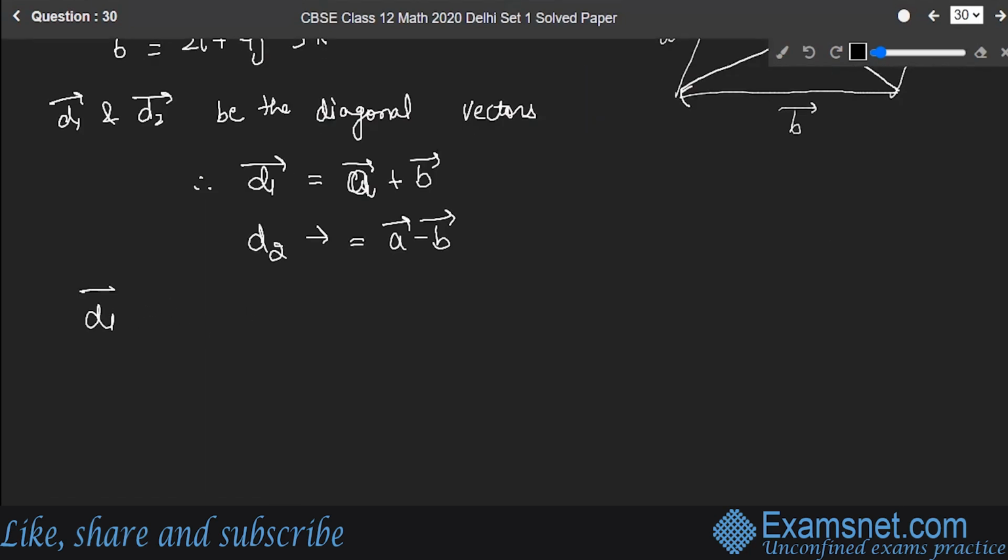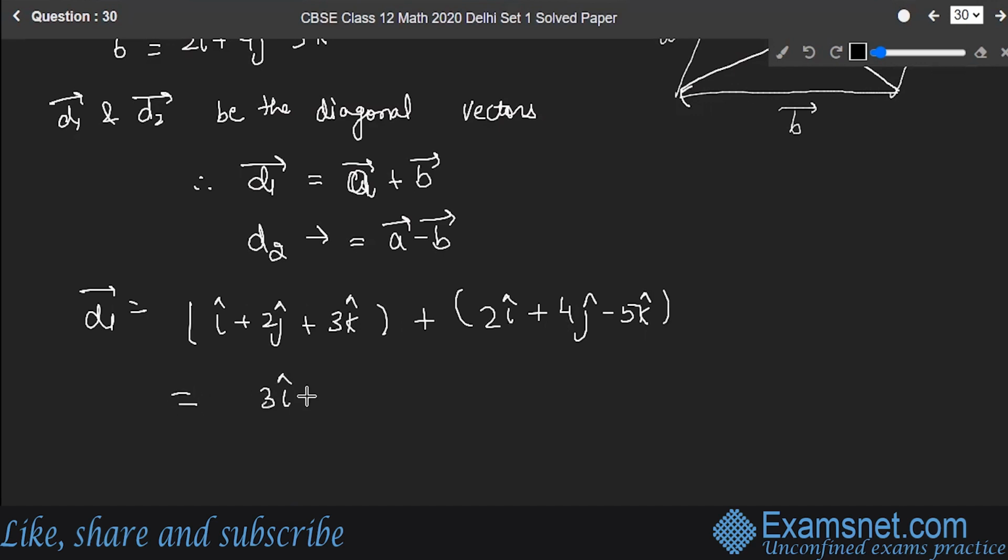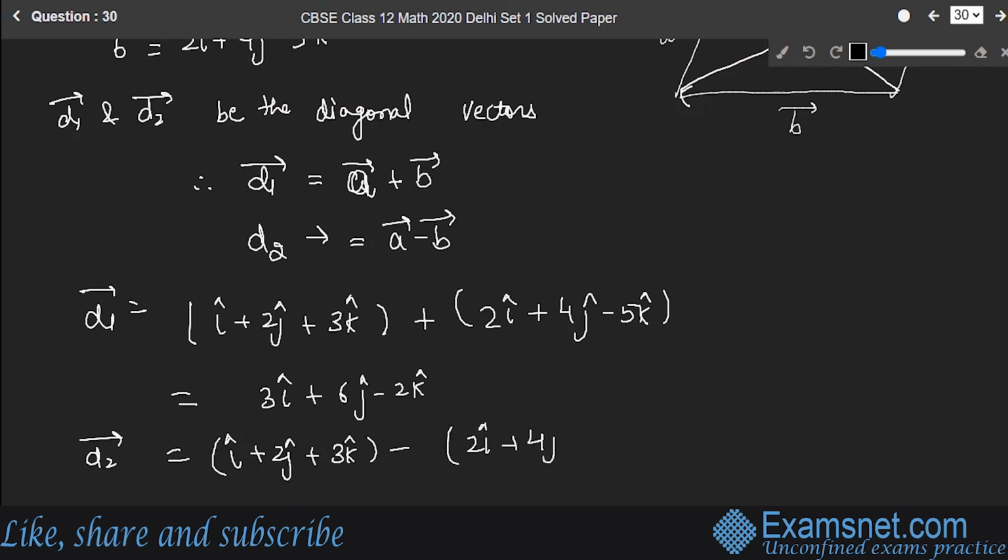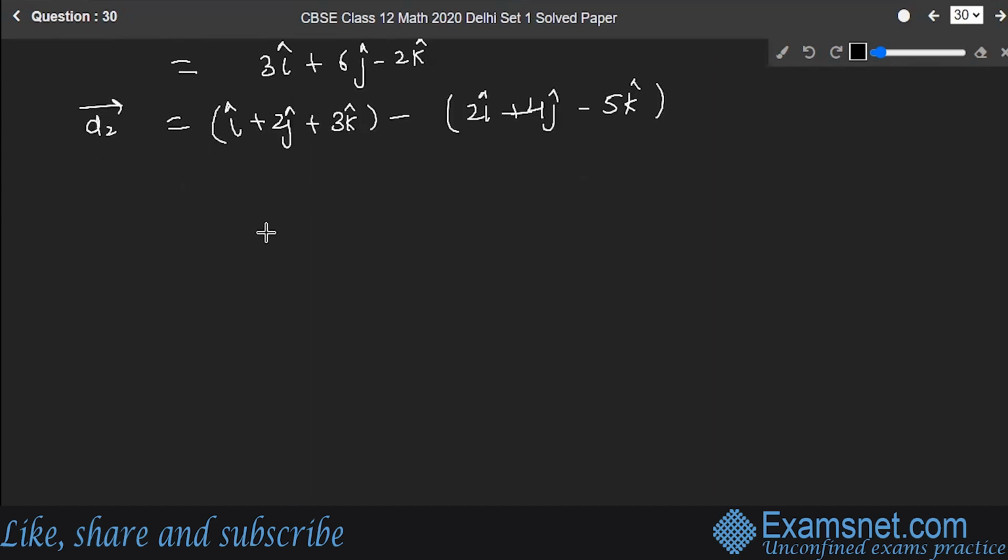So what is D1 given as? This is i plus 2j plus 3k plus 2i plus 4j minus 5k, which will give you 3i plus 6j minus 2k. And D2 vector will be equal to i plus 2j plus 3k minus 2i plus 4j minus 5k, which gives you minus i minus 2j plus 8k.